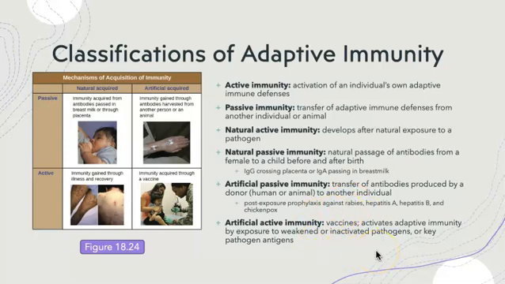Again, we're activating our adaptive immune system by exposing the individual to a weakened or an inactivated pathogen or some of the key pathogen antigens, so that internally we are creating memory immune cells to this pathogen, but we're not actively feeling the signs and symptoms.